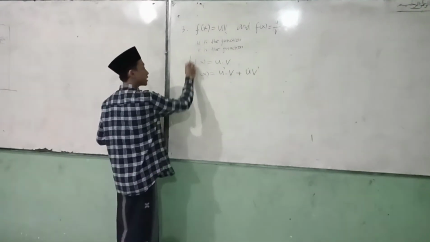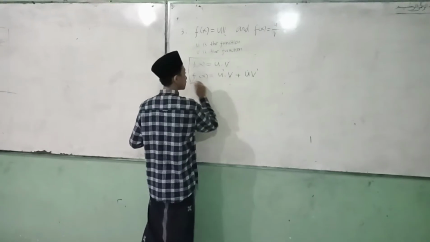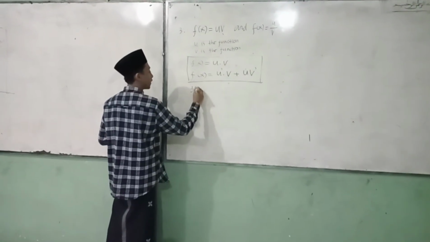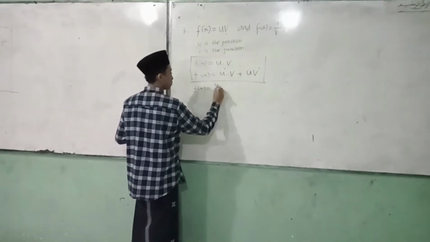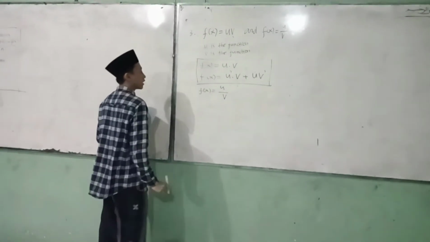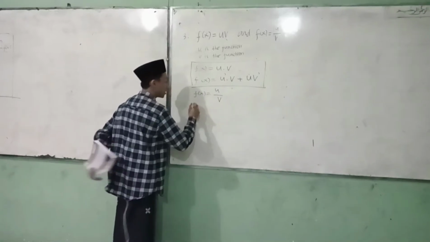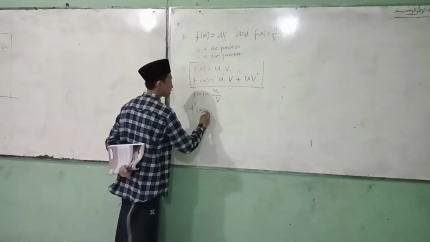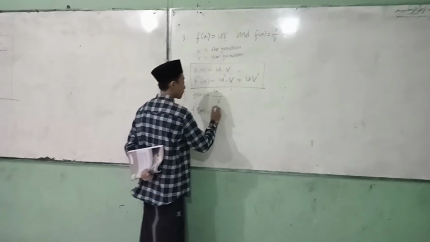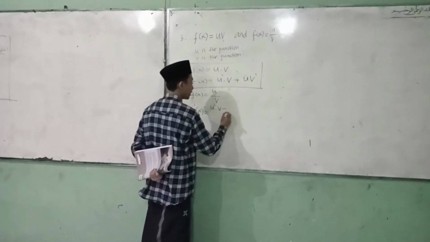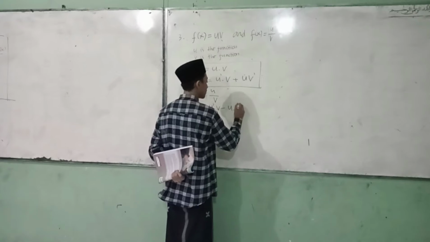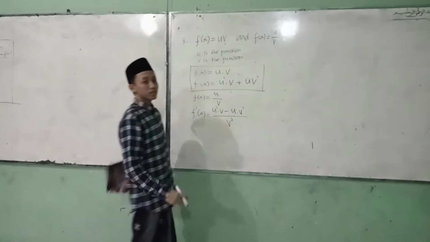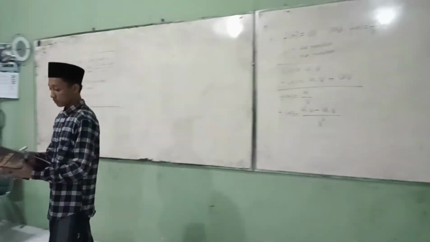We can use this theorem. And when we have the function defined as u over v, we can find the derivative function f prime of x is equal to u prime times v minus u times v prime, over v to the power of 2. Okay.